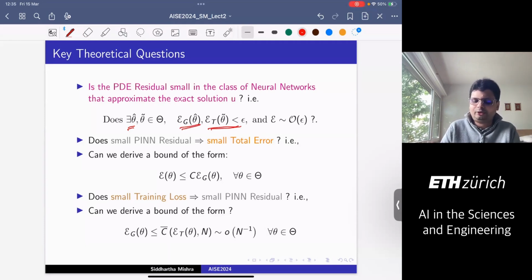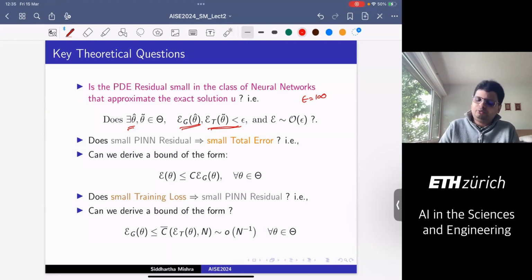Because if these errors, or these objects, are not going to be as small as possible, there is no point in doing anything. Let's say that this epsilon is like 100, then the order of the error will always be of the order of 100, right?